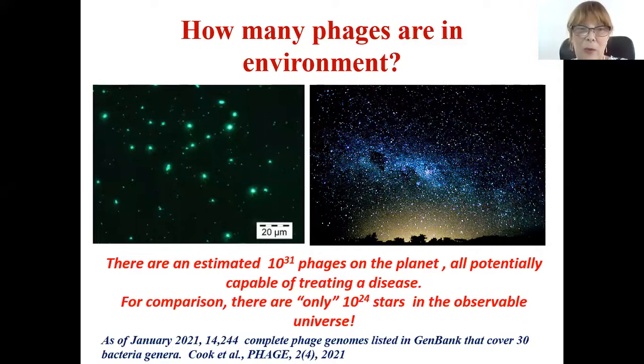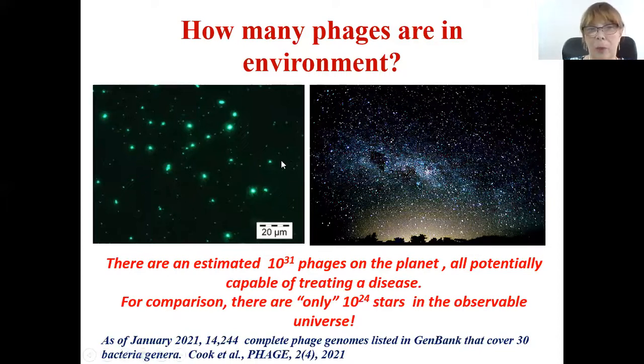But despite this high amount of bacteriophages around us in the waters, in air and everywhere, only about 14,000 complete phage genomes have been listed in the GenBank that cover 30 bacteria genera.